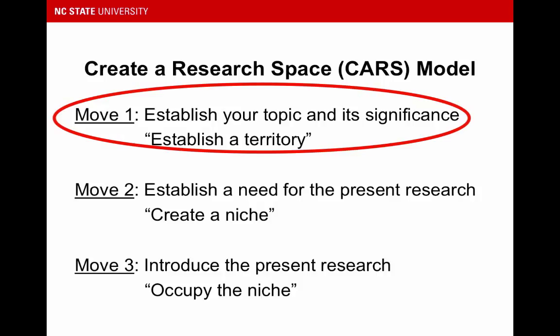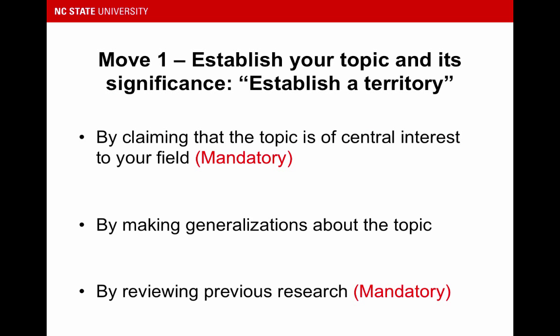This is establishing your topic and its significance, also known as establishing a territory. Move 1 is all about starting your introduction. The first sentence, after all, is always the hardest one to write. There are 3 key elements to starting your introduction. The very first thing that you do in the very first sentence is you start off by claiming that the topic of your article is of central interest to your field. This means that you're telling your readers explicitly why your article is of importance to them, why they should care about it, and why it's good for the field to know what you're talking about. So this happens right up front and right away.